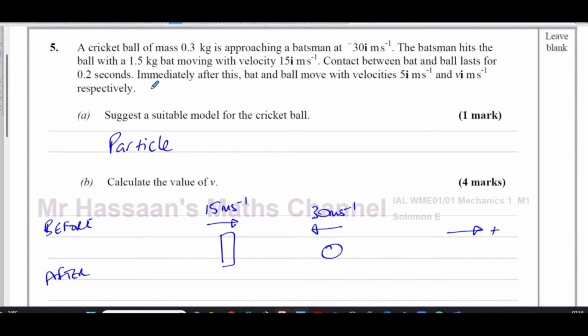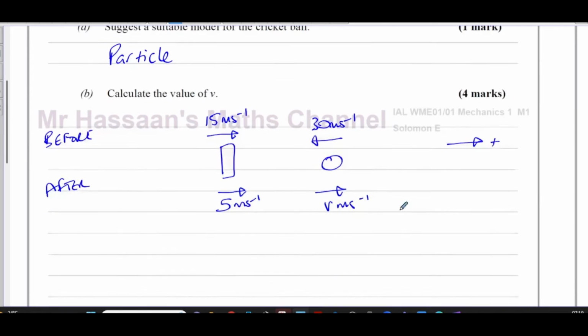Immediately after this, the bat and ball move with velocities 5 meters per second. The bat is moving in this direction, the same positive direction. And the ball is going to be hit and move in that direction, so that's going to be V meters per second, but that should show up in our answer anyway. So it says calculate the value of V.